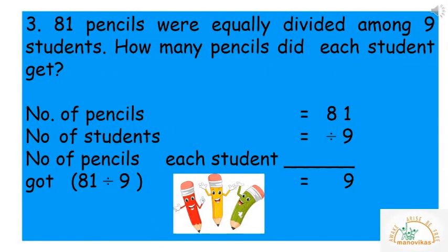Let's write the first statement for sum number 3. Number of pencils is equal to 81. Number of students is equal to 9. Number of pencils each child gets. Here we need to divide 81 by 9 to get the quotient. And when we divide 81 by 9, we get the quotient as 9, because 9 nines is 81. So now we know that each child gets 9 pencils.